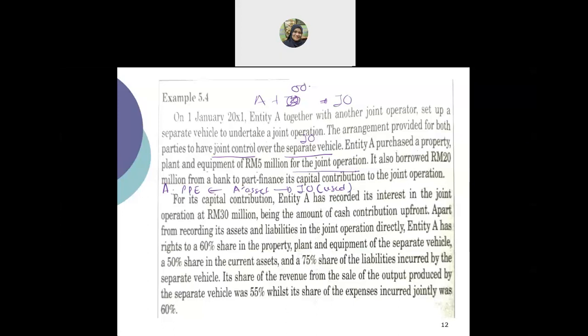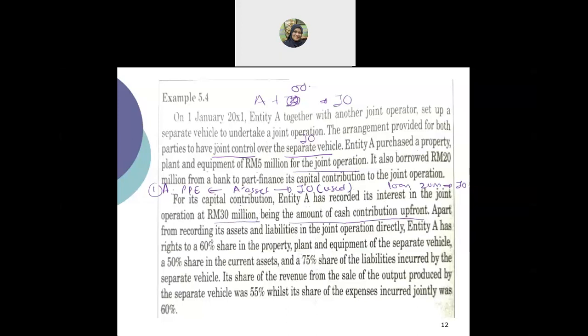And then at the same time, they also borrow 20 million from a bank to part finance its capital contribution for the joint operation. So they incurred a loan of 20 million here. This loan is also going to be used for the joint operation. And then for its capital contribution, entity A has recorded its interest in the joint operation of 30 million, being the amount of cash contribution upfront. So they have also brought 30 million cash.